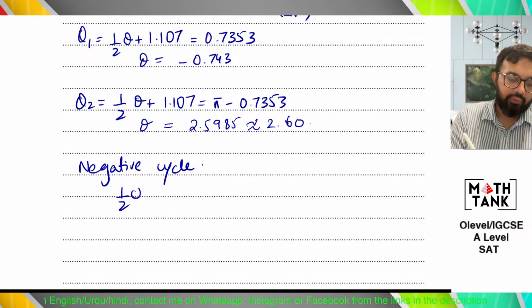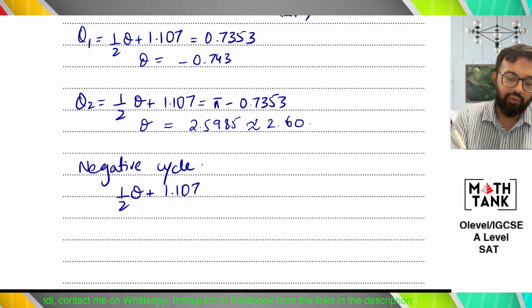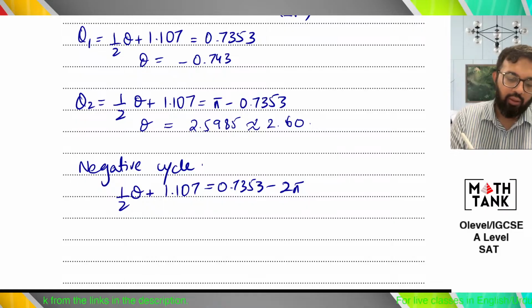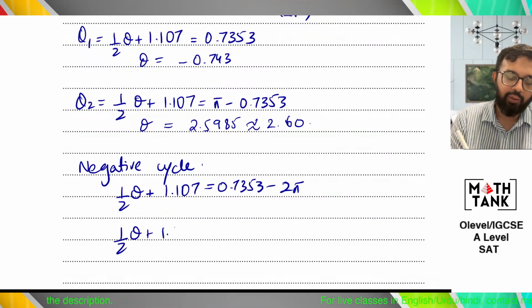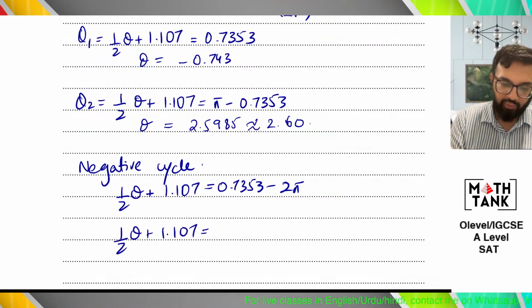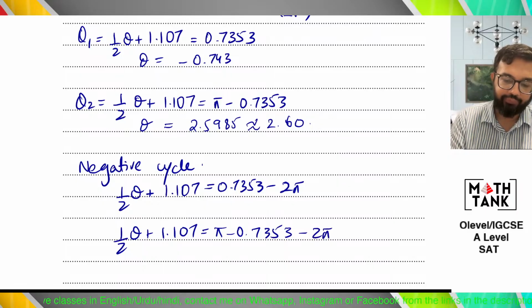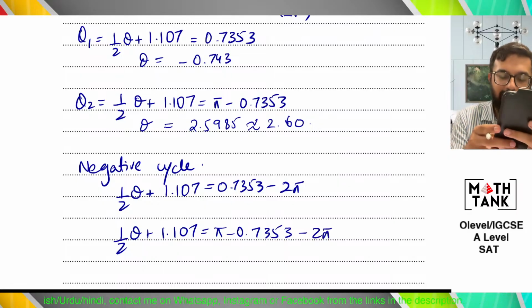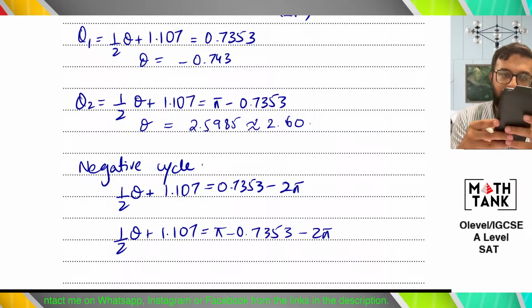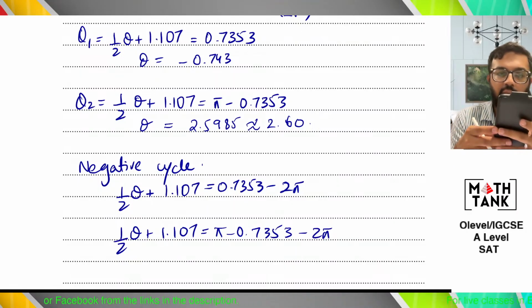तो नेगेटिव साइकिल के आंसर्स क्या आ रहे होंगे? हाफ थीटा प्लस 1.107 इक्वल्स टू 0.7353 माइनस 2 पाई. ओके. और हाफ थीटा प्लस 1.107 इक्वल्स टू पाई माइनस 0.7353 माइनस 2 पाई. ओके. अब देखते हैं इससे आंसर्स आते हैं या नहीं आते हैं. दैट्स व्हाट आई वांट टू फिगर आउट. हो सकता है अभी भी कोई आंसर मिसिंग आए, and we'll talk about that once it comes up.